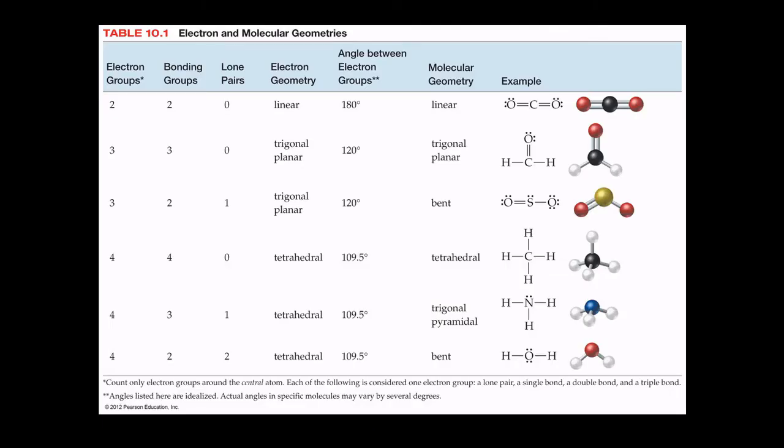So these are all summarized here on this nice little table for us. And as you can see here, it tells us, if you have 2 electron groups and both of them are bonding groups, that means that your angle is 180 degrees, and that is called a linear molecular geometry and electron geometry. If you have 4 electron groups, one of them is a lone pair, and 3 of them are bonding groups, that would mean that your electron geometry is tetrahedral, your bond angles are 109.5, and the molecular geometry is trigonal pyramidal.